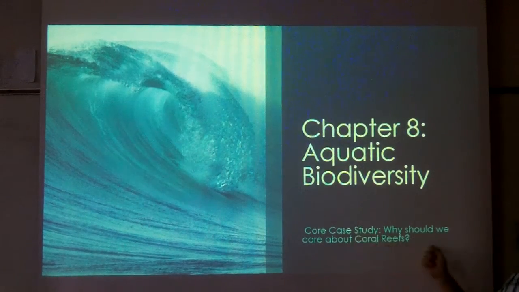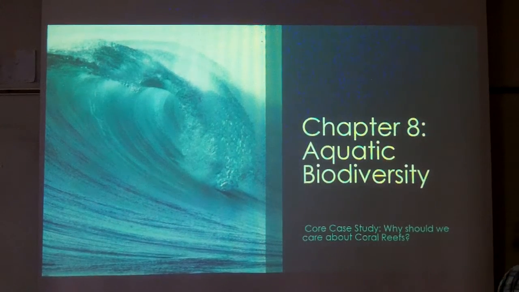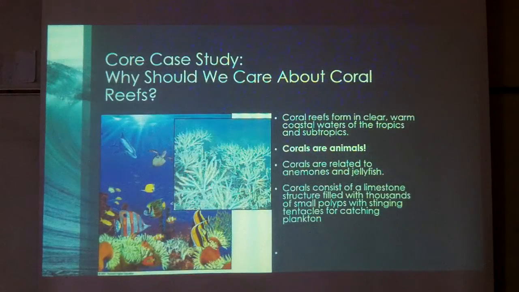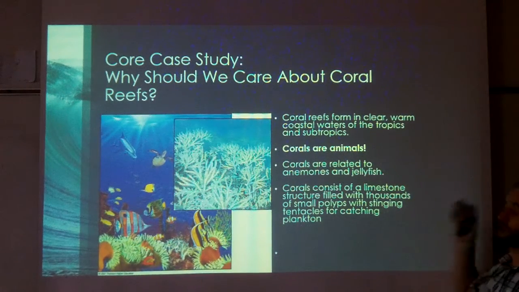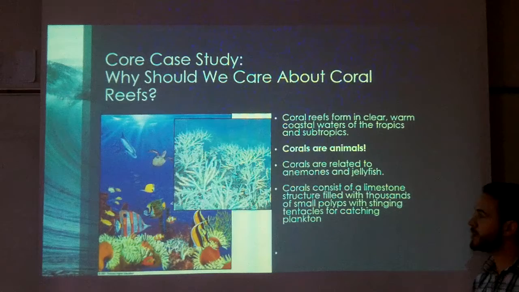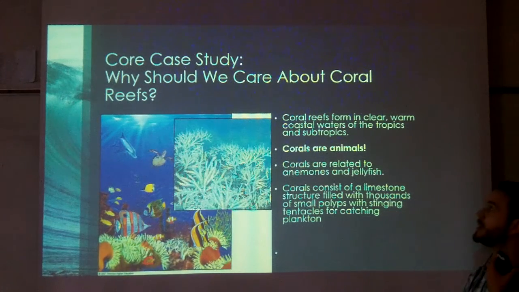This is the core case study. Why should we care about coral reefs? Well, let's talk about them first. So coral reefs form in clear water in the coastal areas, in the tropics and subtropics. Well, guess what? We as Floridians live in a subtropical climate, so we get coral reefs.